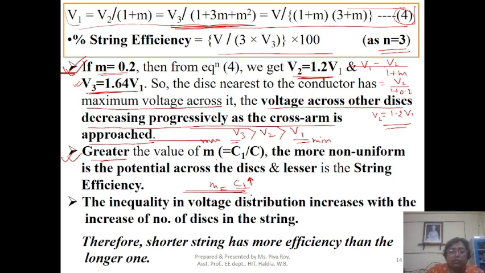Okay, so as the value of m increases, the difference between voltages V1, V2, V3 to Vn also increases, and that ultimately increases the non-uniformity of the potential across the discs, and obviously that drops the string efficiency. Okay, so that's why it is written lesser is the string efficiency, so string efficiency drops.